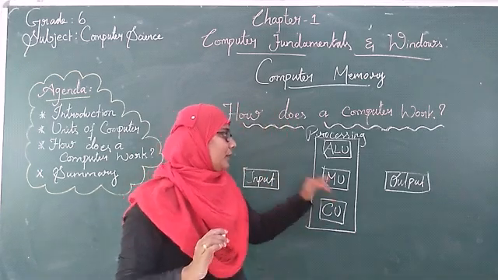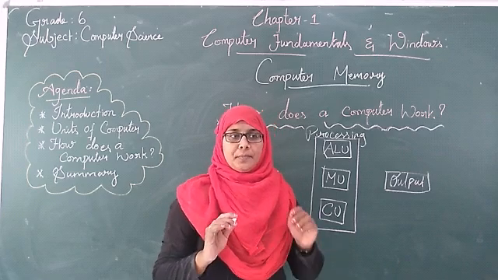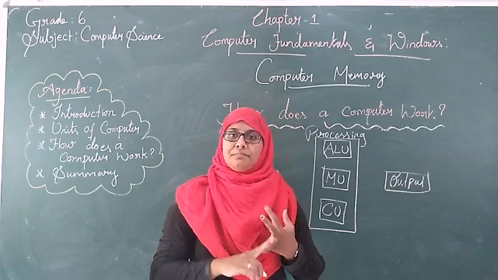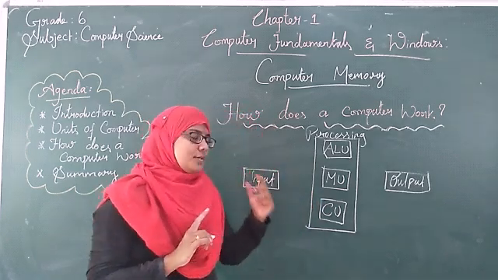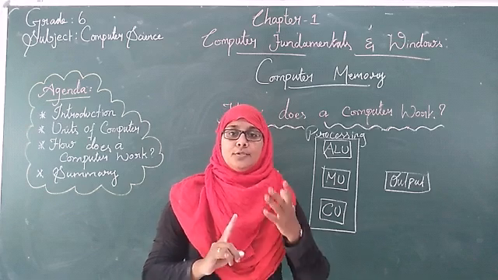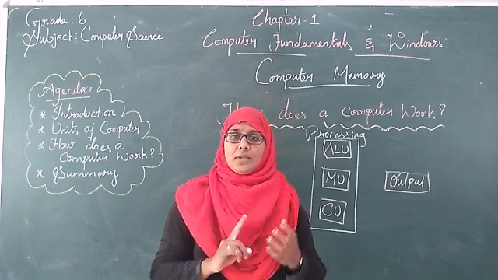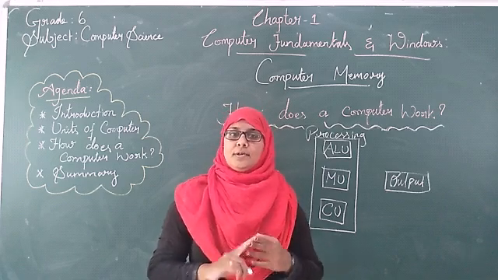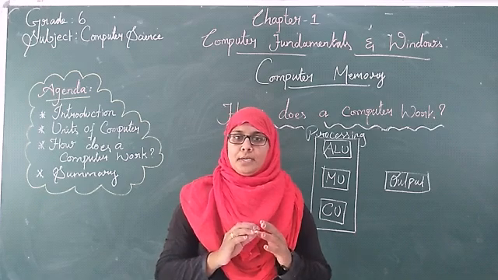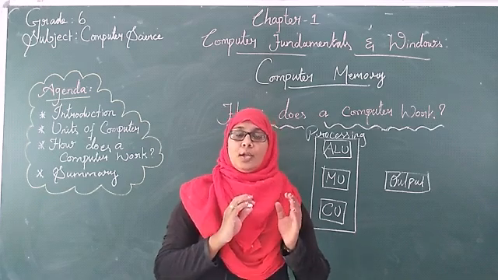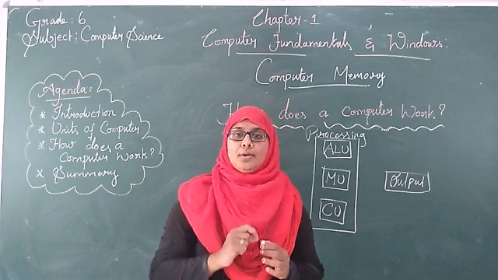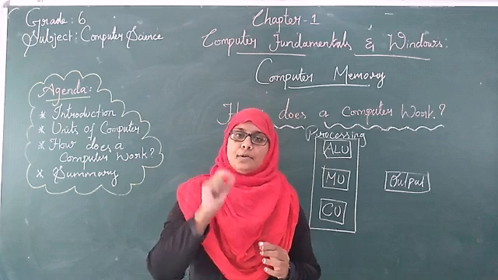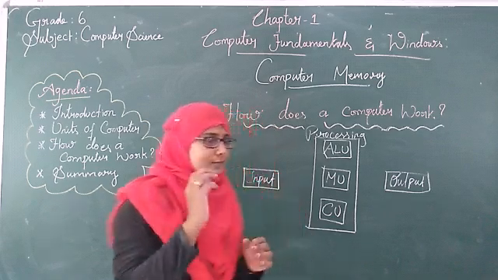What do you mean by MU? Memory unit. The memory unit is also called main memory or primary memory. This unit stores the data during the process. To store the data, the memory is divided into a lot of locations. Each location is identified by a unique number. That unique number is called an address.